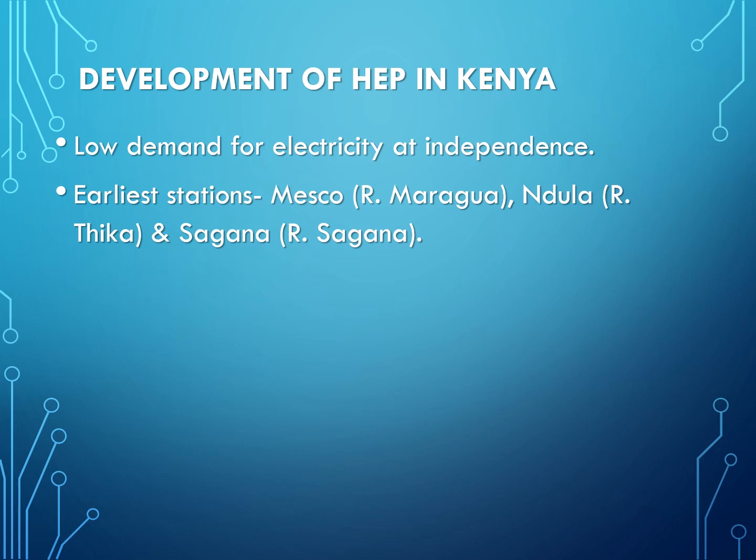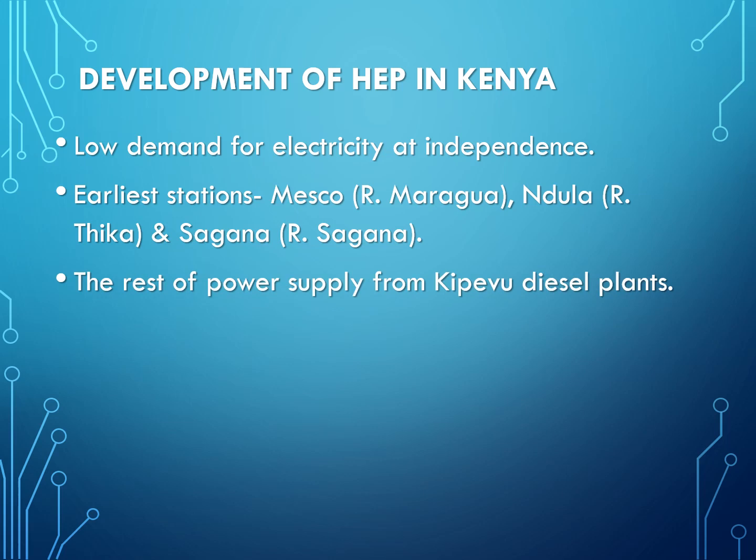So we had the earlier stations, that is Mesco on River Maragua, Ndula on River Thika, and Sagana in Nyeri, or along River Sagana. So these were the earliest stations to be constructed. Now the rest of the power supply mainly came from the Kipevu diesel plant in Mombasa. That is what provided the other supply of energy.